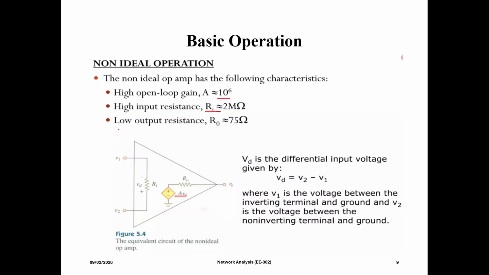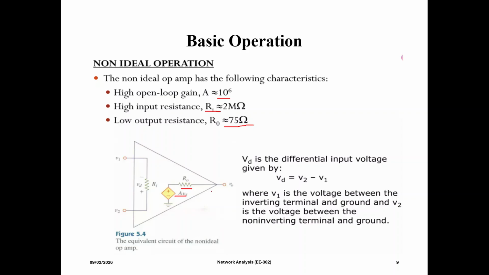Okay, and the third characteristic is the low output resistance, that is R naught equal to 75 ohm. Low output resistance means the operational amplifier can deliver current to a load without the output voltage dropping significantly. So in the ideal model, we simplify this to zero output resistance, meaning the output acts like a perfect voltage source.